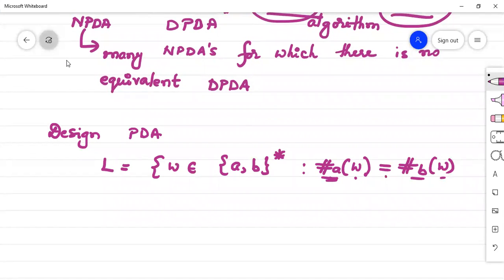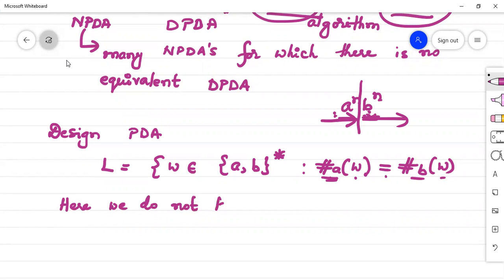Okay. So here we don't know if it's A power n, B power n, equal number of A's followed by equal number of B's. So I know when the B starts, after that A cannot come. So I can push all A's and I can pop for every B one A. But here it's not like that. We don't know in which order. Here, that's why non-determinism. Here we do not know in which order A's and B's will come.